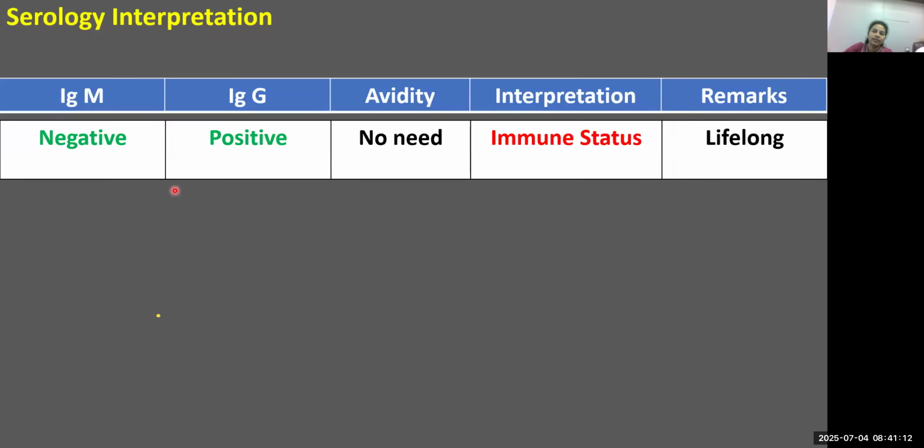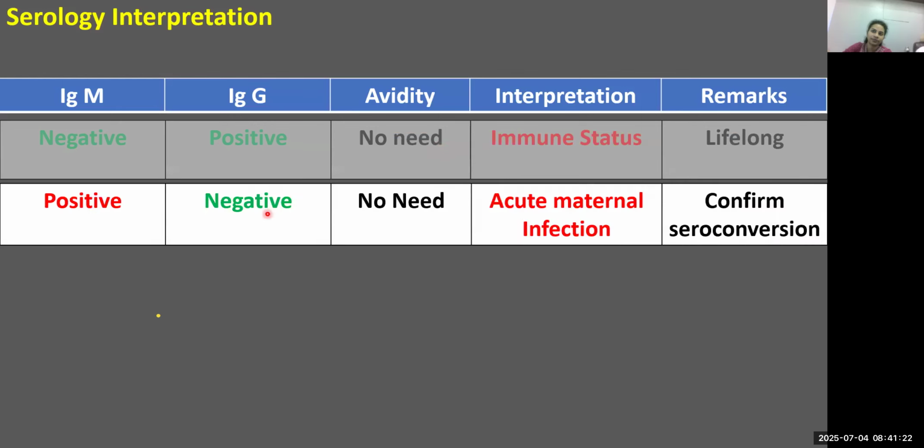So as explained, when there is an IgM negative and IgG positive, there is already an immune status and no need for further testing. When IgM is positive and IgG is negative, it also means an acute maternal infection. There is no need for avidity testing.